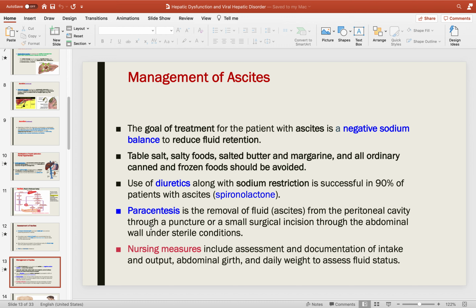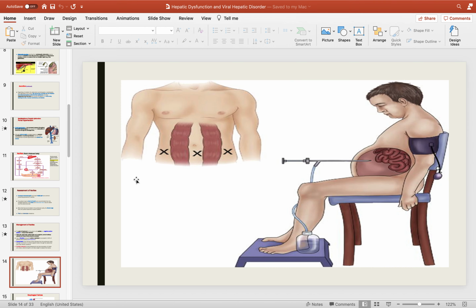And there is some nursing management, such as checking the intake and output. You take abdominal girth and daily weight to assess the fluid status. And what you have to understand is the position of the patient when we do the paracentesis: the patient will be positioned in a chair, normally in a sitting position.